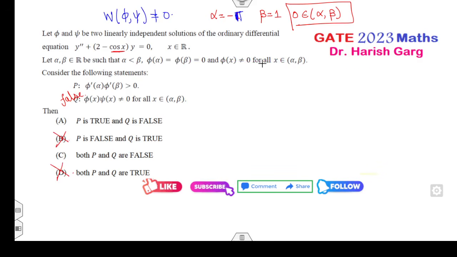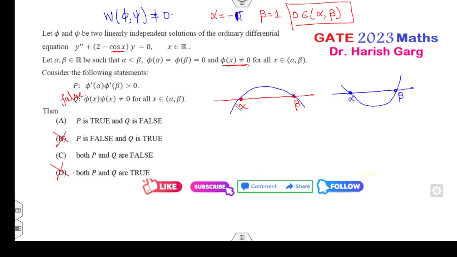Fine. Now, how you can check whether the first option is correct or wrong? You can see this number is my alpha, this is my beta, and it is given that phi is my non-zero for all x lies between alpha and beta. तो ग्राफ कैसा हो सकता है? ग्राफ may be look like say this one, fine, और दूसरा ग्राफ क्या हो सकता है आपके पास? ग्राफ आपका ऐसा भी हो सकता है, fine.